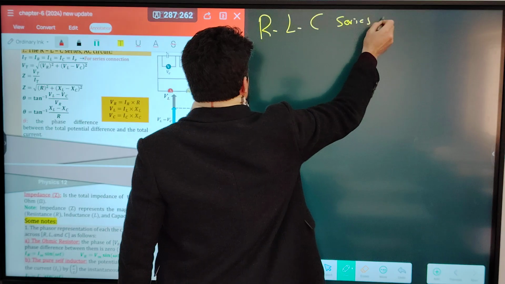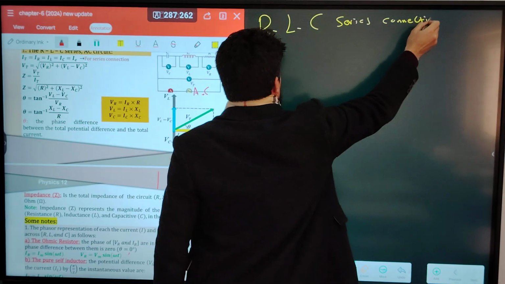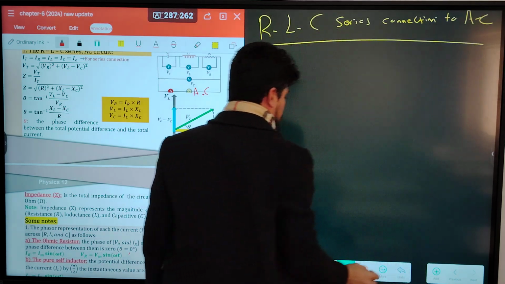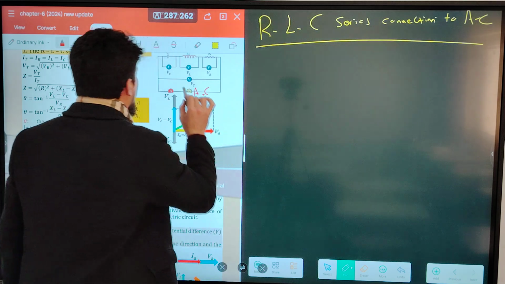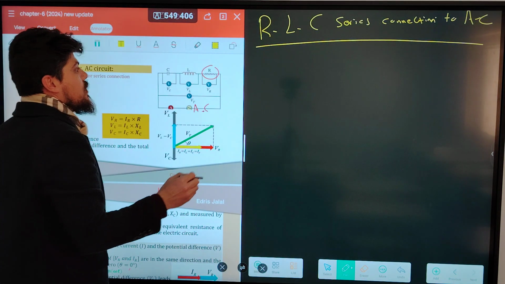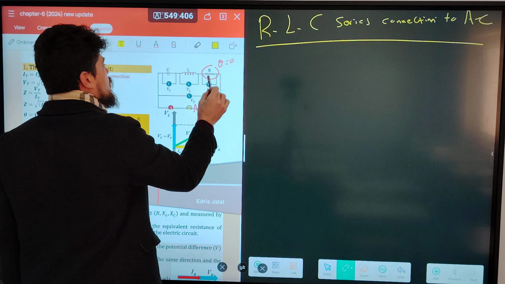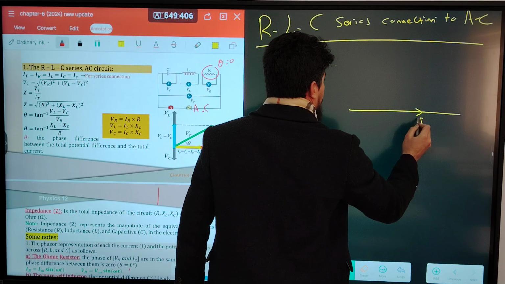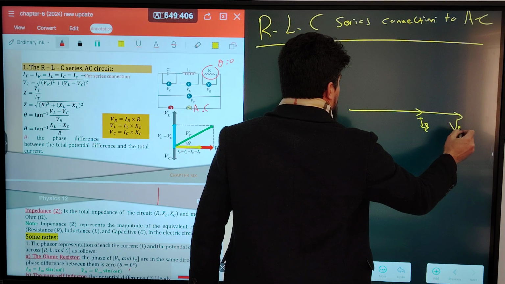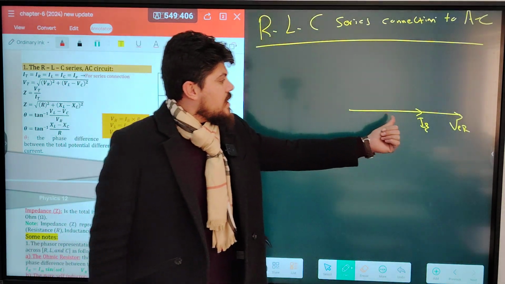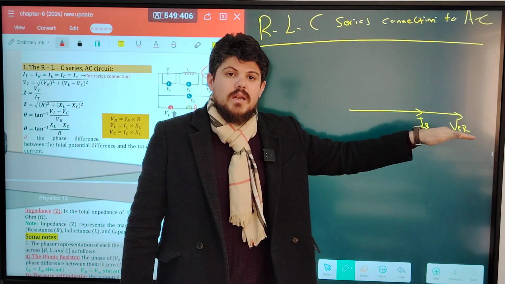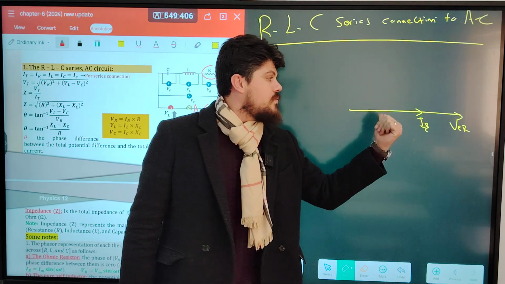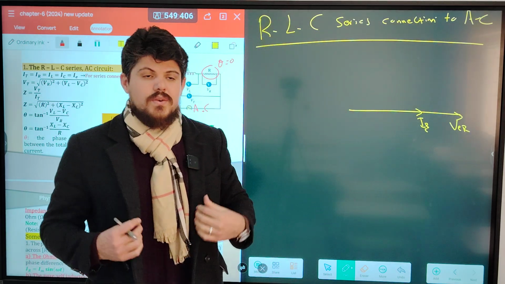The RLC series connection to an AC circuit. Guys, for pure resistance, theta is equal to 0 between potential difference and current. Assume that this is the current, I effective across R, and V effective across R. Both the current and potential difference are located on the same line, which means the phase difference between them is 0. There is no lead and no lag between V and I. Both of them are in phase.